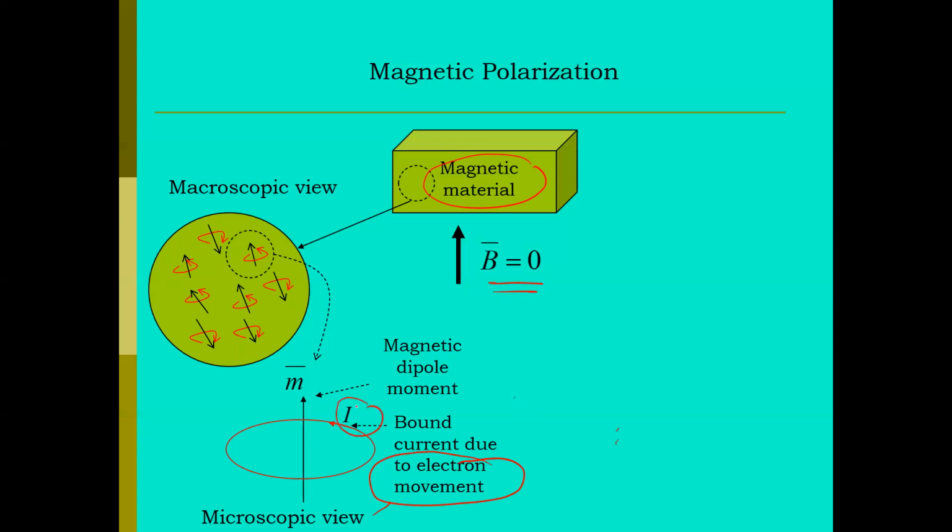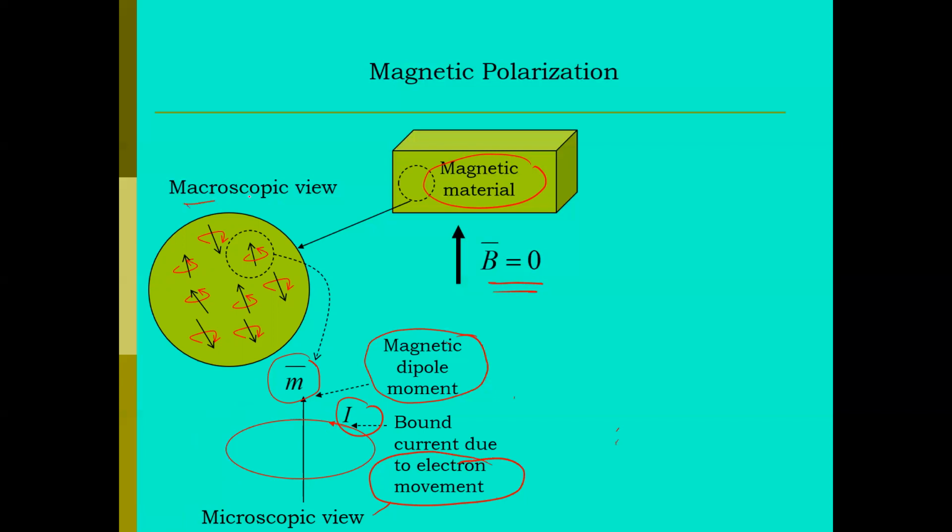So basically, this current is said to be bounded and generated in your atomic structure. And the resulting current here will then produce what we call a magnetic dipole moment, a small vector m. So this small vector m is basically a force which is produced in one atom due to the generated current in each atom. Okay, so this will be the microscopic view, the view of one atom of the magnetic material.